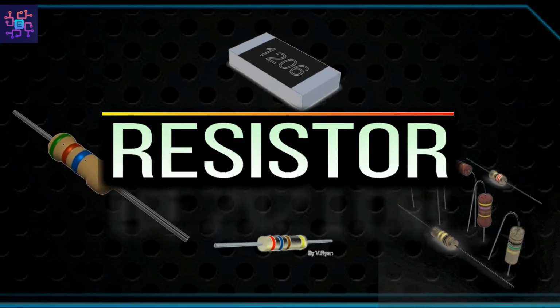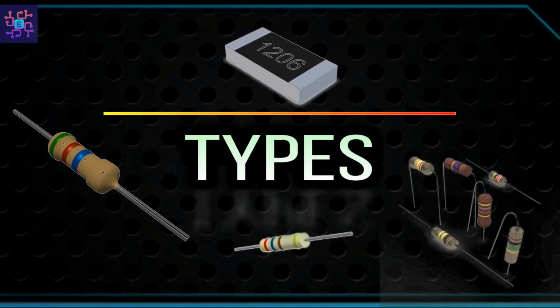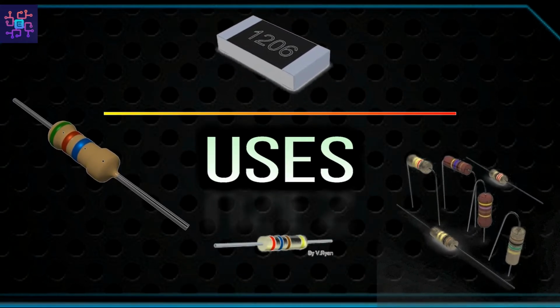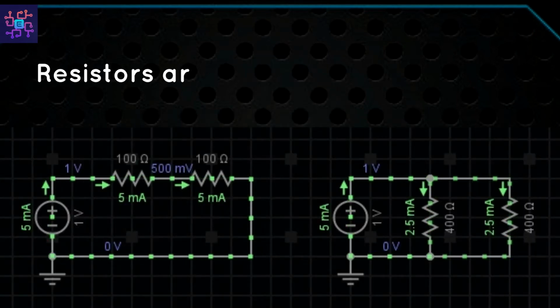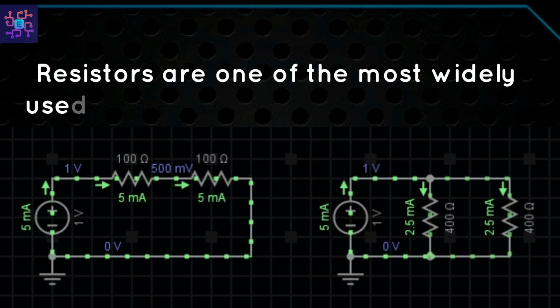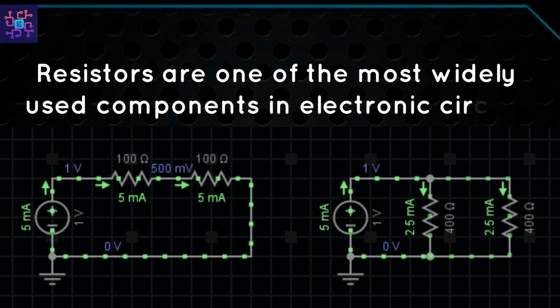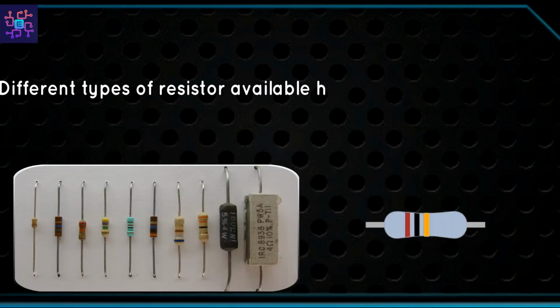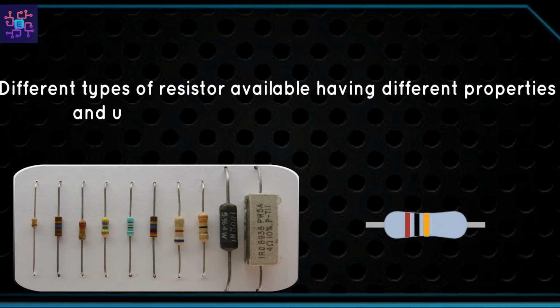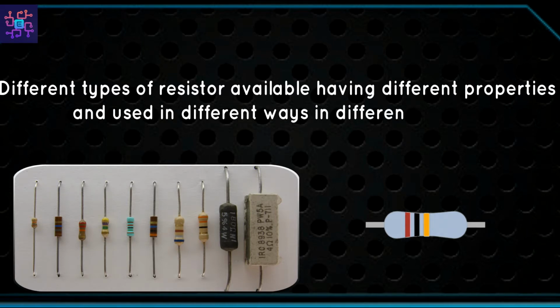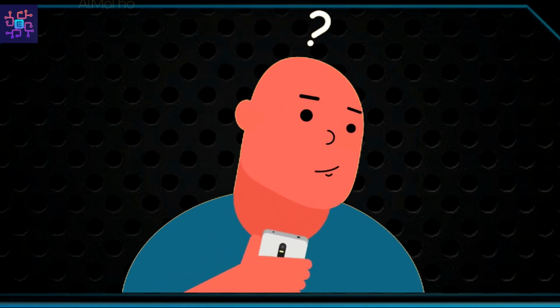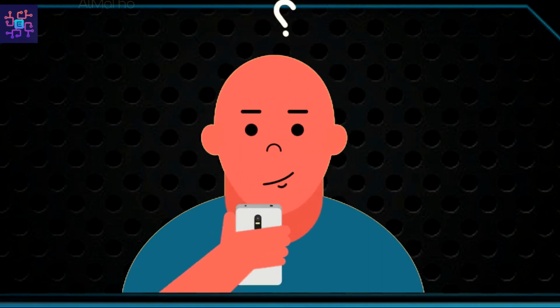Resistors. Today we will discuss the types, uses and details of resistors. Resistors are one of the most widely used components in electronic circuits. There are many different types of resistor available, having different properties and used in different ways in different circuits. Got confused? Okay, let's discuss one by one.